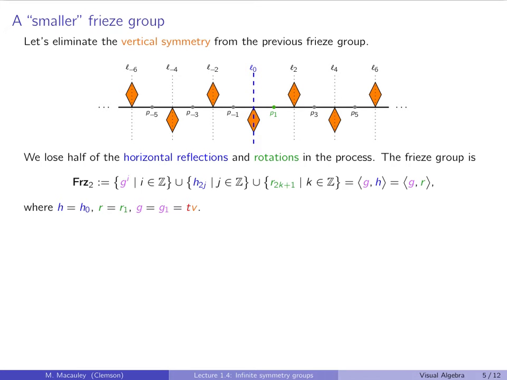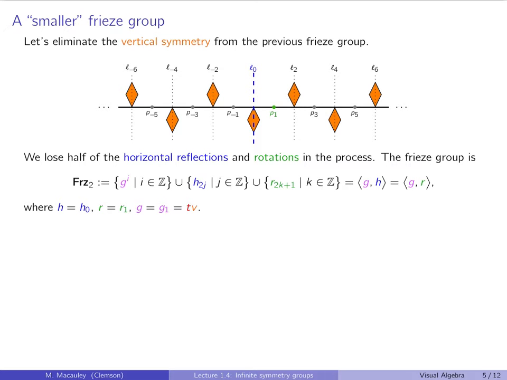In the process, we lose half of the horizontal reflections and half of the rotations. Notice how reflections across the axis L1 and also L3, L5, etc., are no longer symmetries of this frieze. And similarly, rotations about P0, P2, P4, P6 are also no longer symmetries. We still have glide reflections, though.